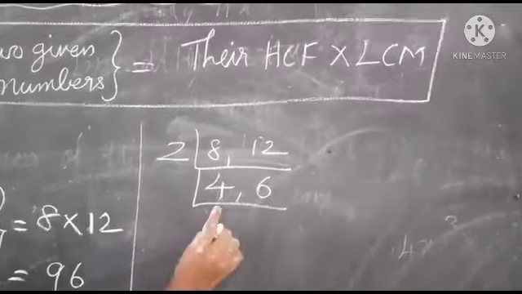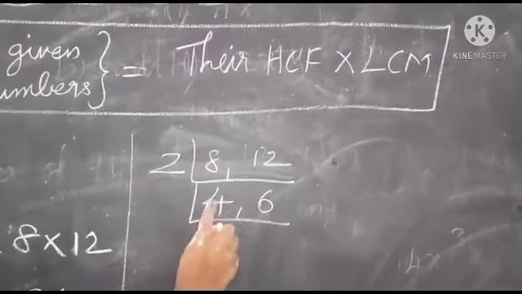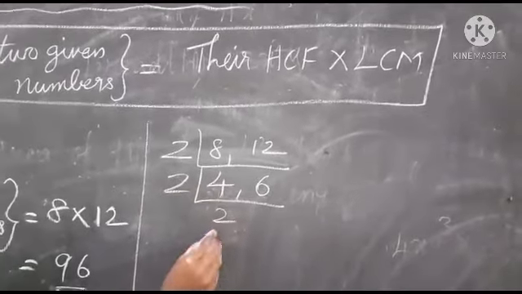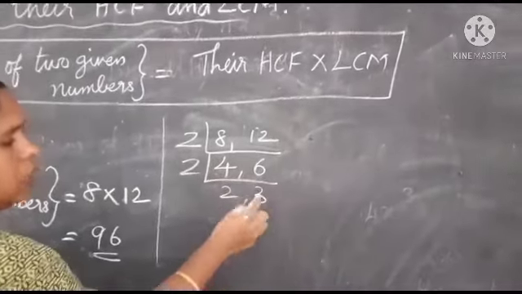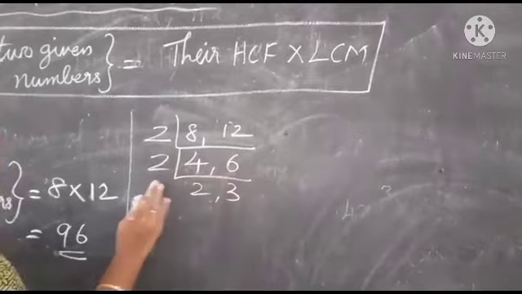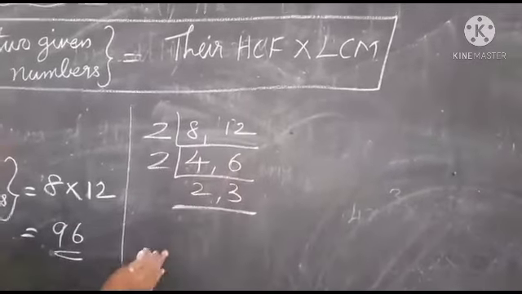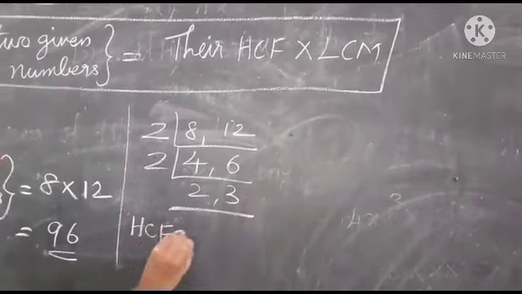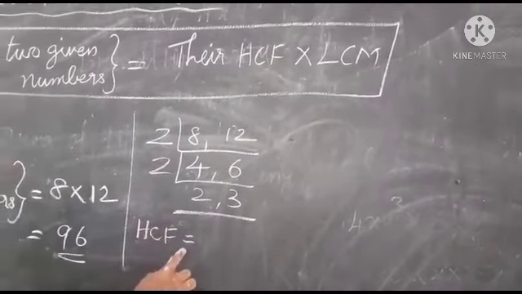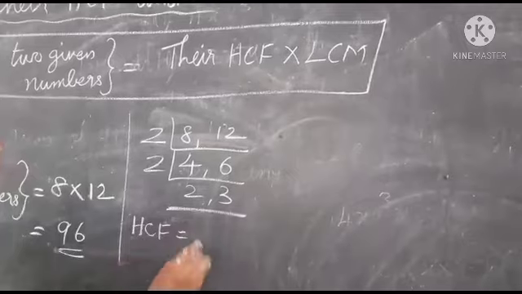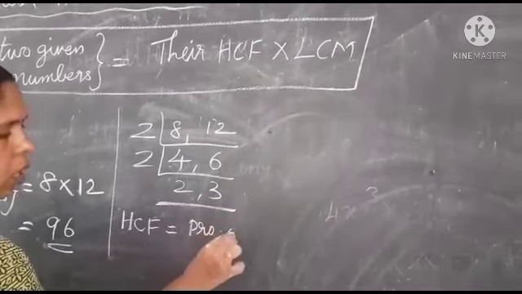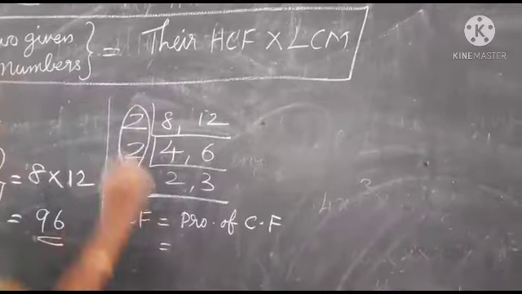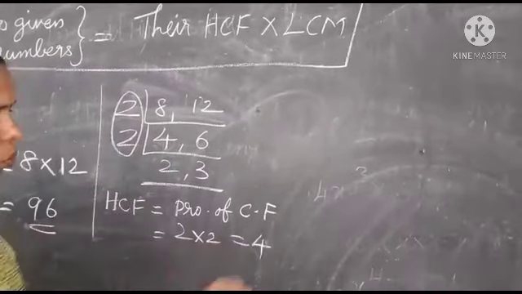Next, again find the common factor for 4 and 6. For 4 and 6 we get the common factor 2. So how many 2s are in 4? 2. And then how many 2s are in 6? 3. 3 2s are 6. Now find the HCF and LCM. First we find the HCF, the highest common factor. What is the formula for the highest common factor? Product of common factors. What are the common factors here? 2 and 2. 2 into 2. So 2 2s are 4.